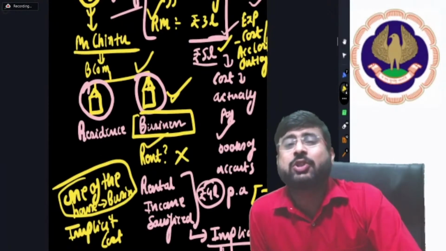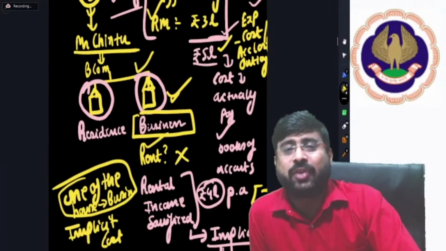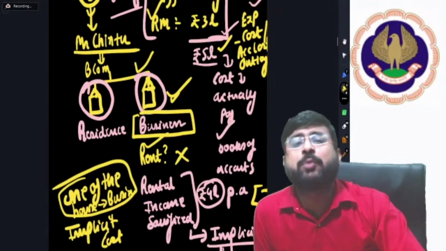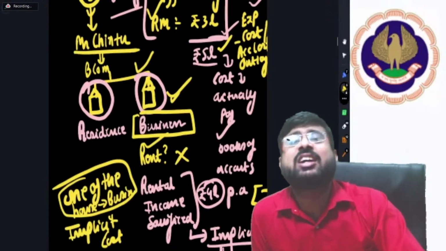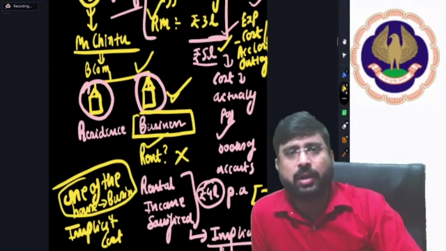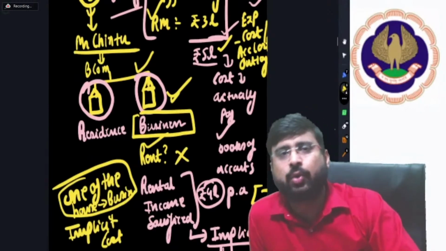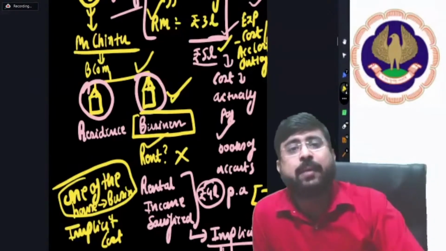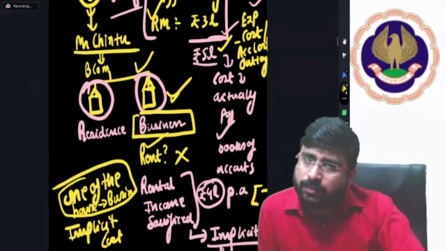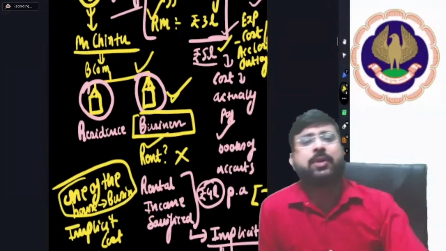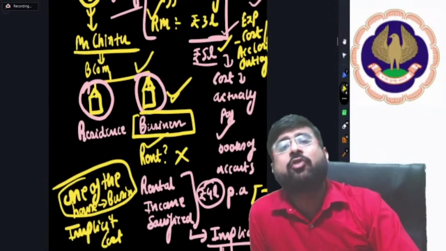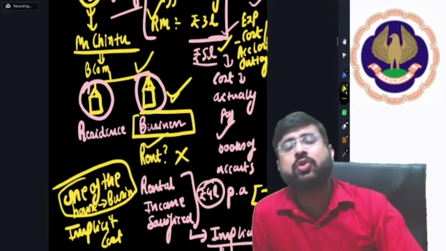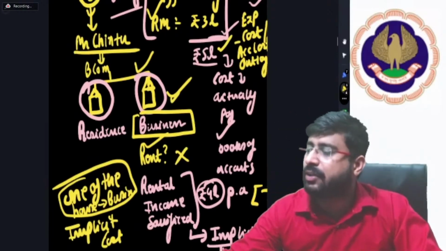So implicit cost is also defined as, please write it down, I'm dictating. Implicit cost is the imputed value of inputs owned by the firm and used in own production unit. That, my dear friends, is implicit cost.